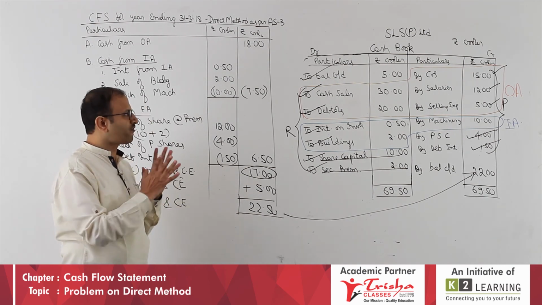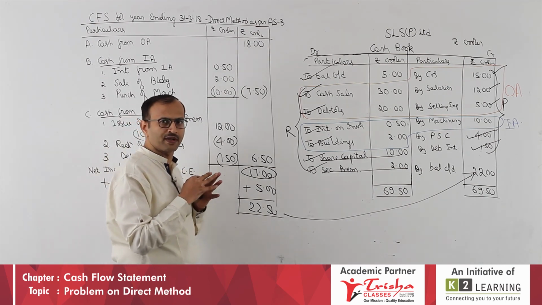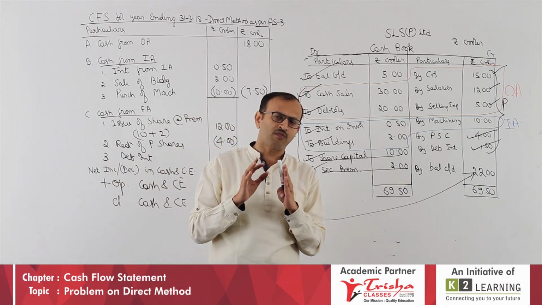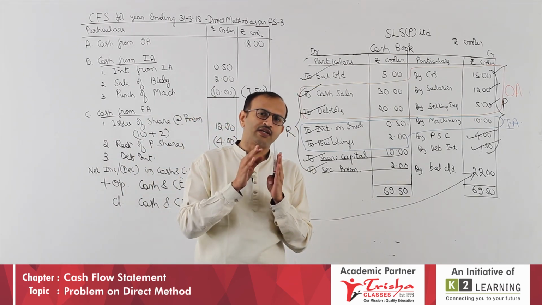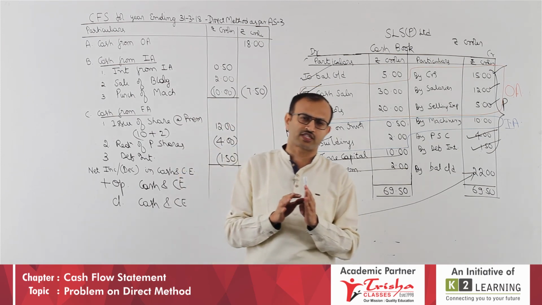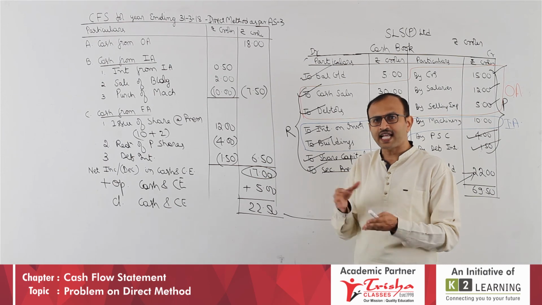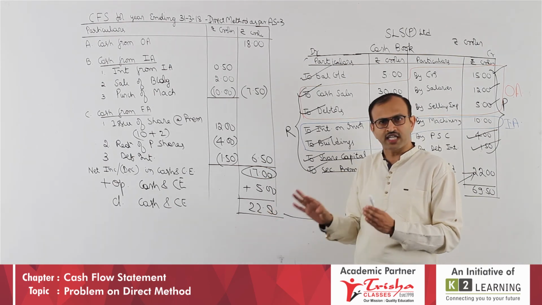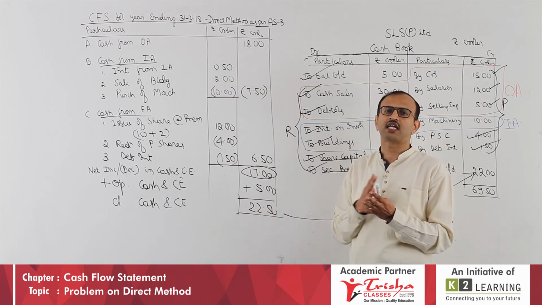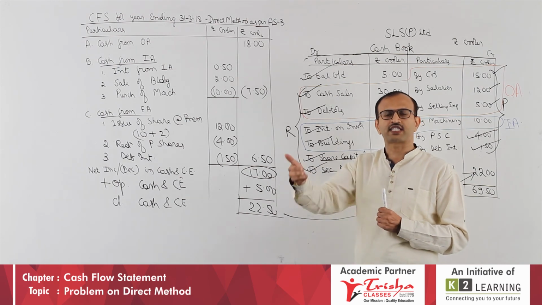So that is the first problem or example related to cash from operating activity, direct method, and we also understood the cash flow statement. And finally, we also understood how you reconcile, what is the tallying here? Are we arriving at the closing cash and cash equivalent? Yes, then that answer is tallied. Now, let us look into the next type of problems.